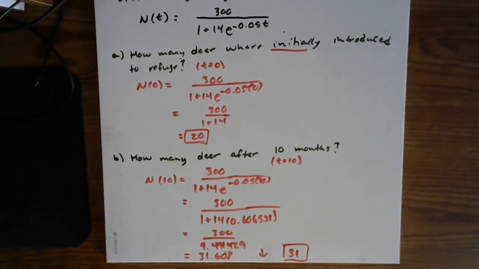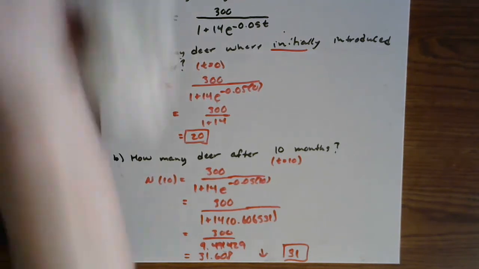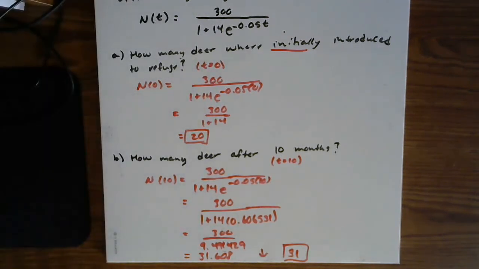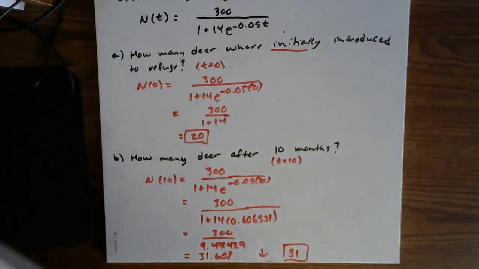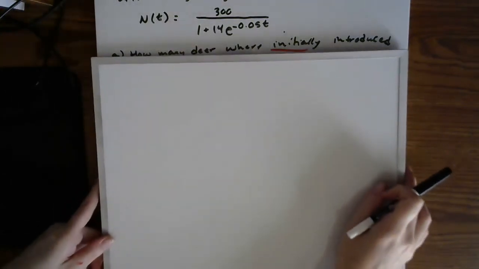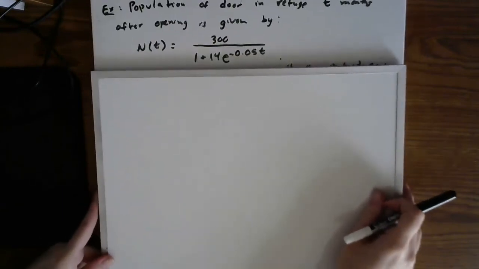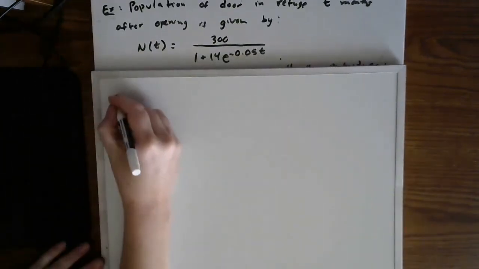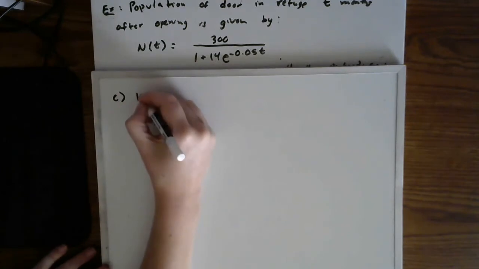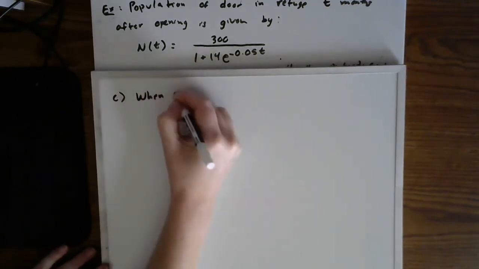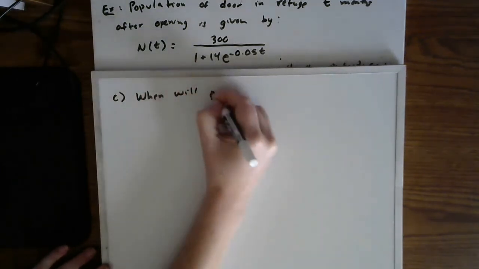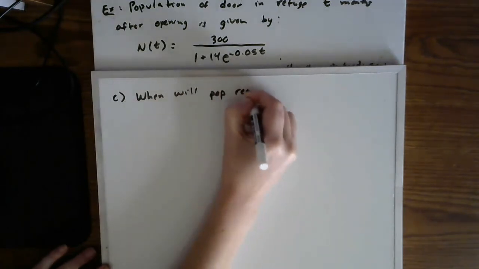So then I have just a few more questions that I would like to continue with this problem. So the next problem asks a different type of question. I'll just put this right here on top. So for part C, what we want to know now is when will the population reach 200 deer?